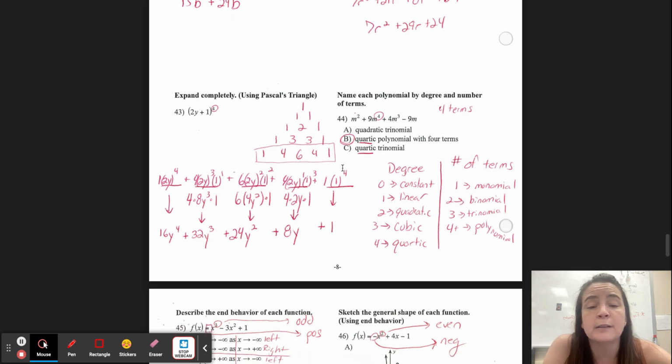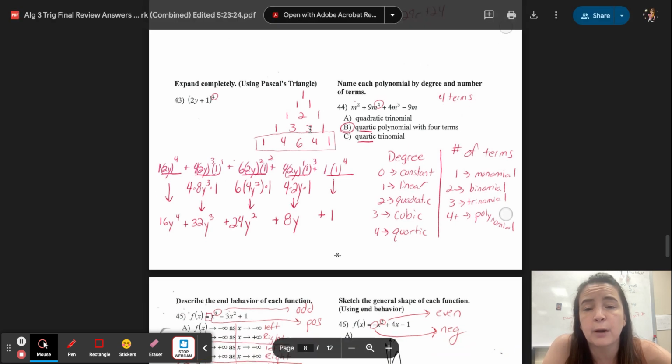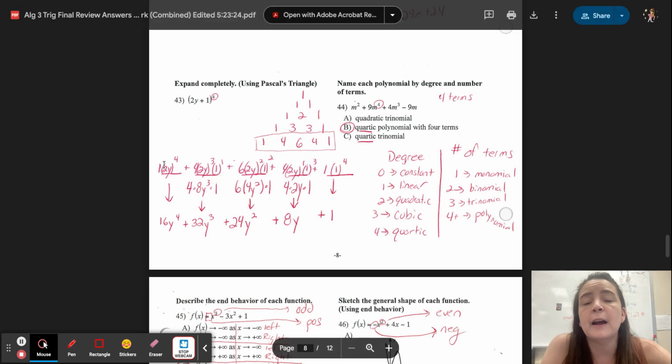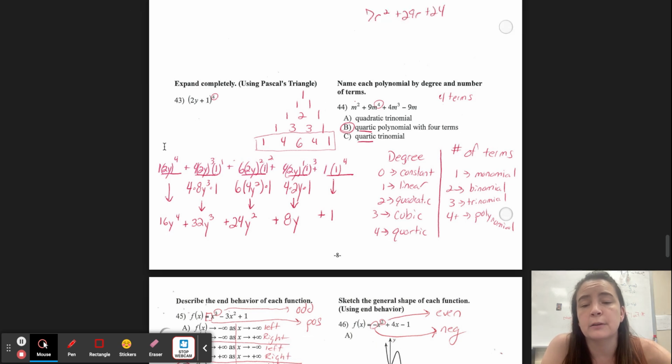I can continue this process, but I only need to go up to this row because I want the row that has a 4 after the 1, because that's what our exponent is. Then when we're using Pascal's triangle, if it's to the 4th power, we're going to write 5 blanks. You're going to fill in those 5 blanks with the numbers from Pascal's triangle. So 1, 4, 6, 4, 1.